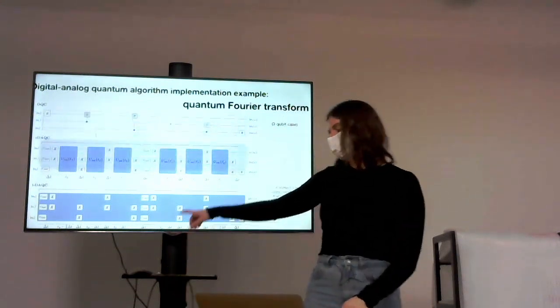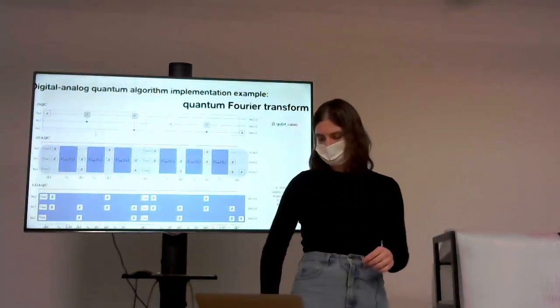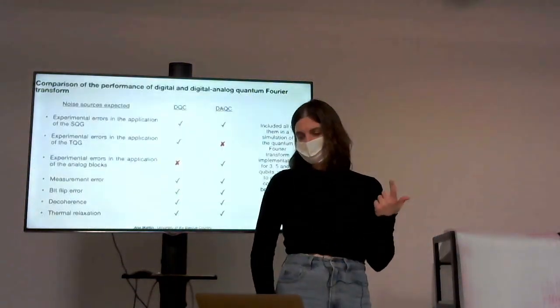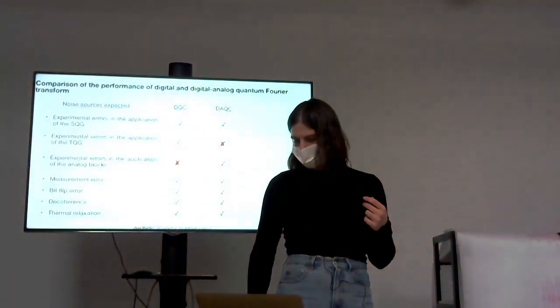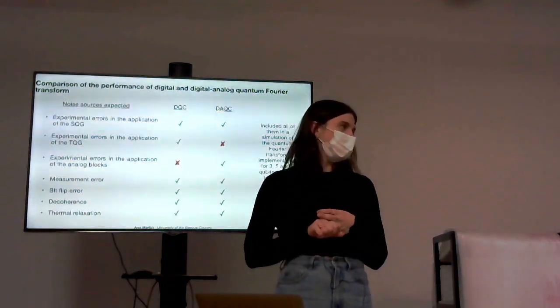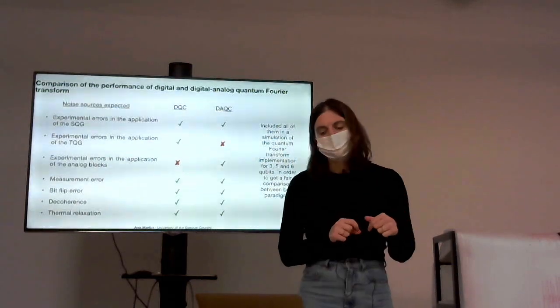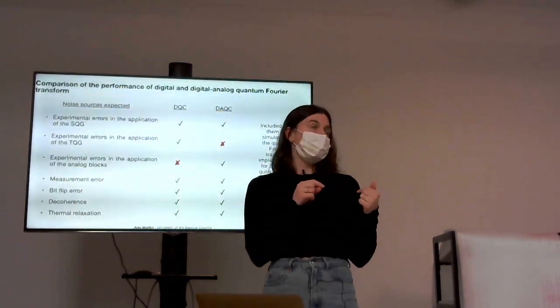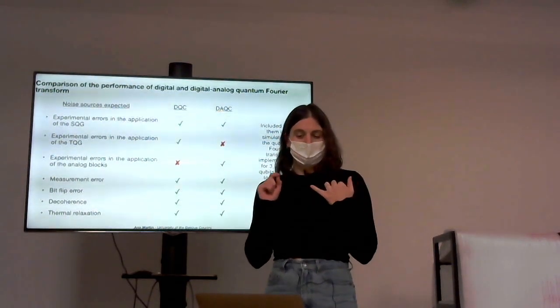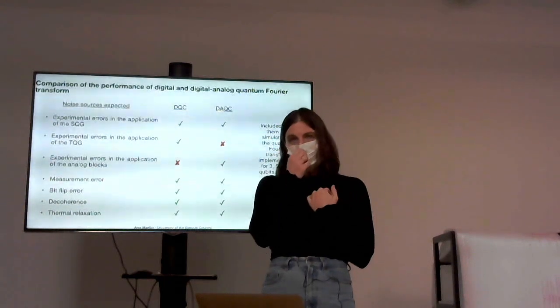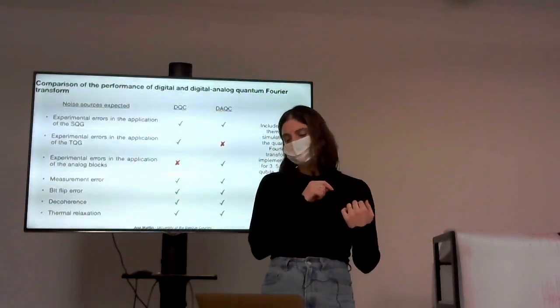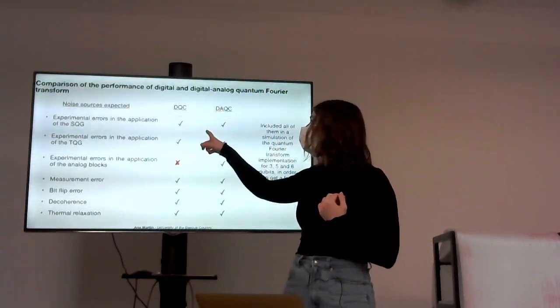This is the circuit for the 3-qubit case, but we did it for 3, 5, and 6 qubits. And we took into account the experimental errors that we might face. So these are the errors that we might have in the application of every single qubit gates, both in the digital and the digital analog.